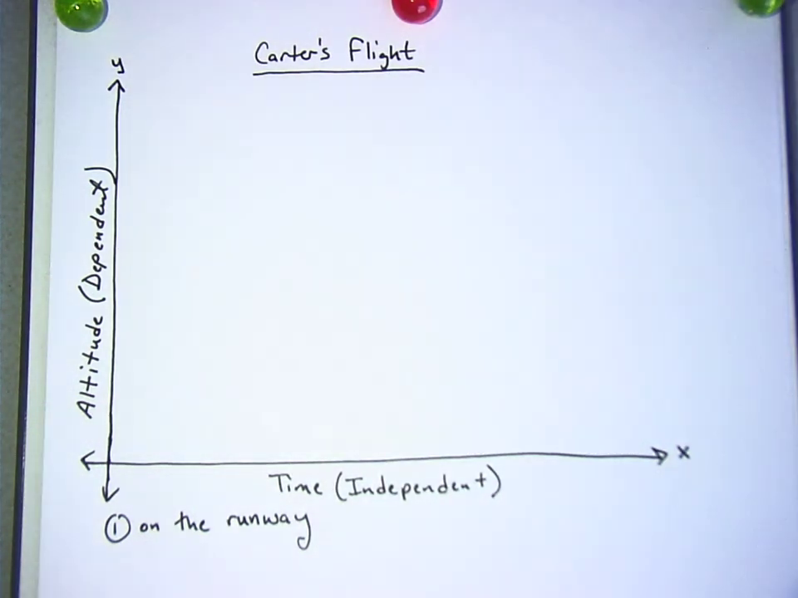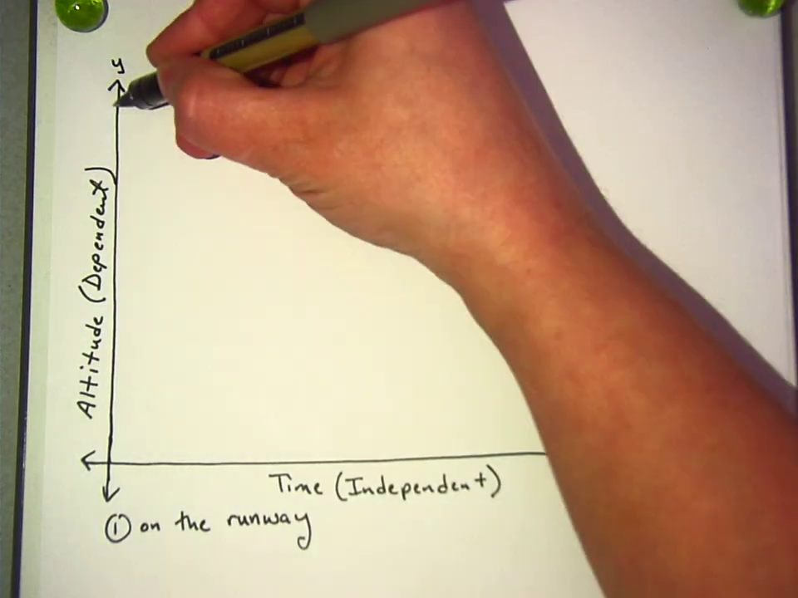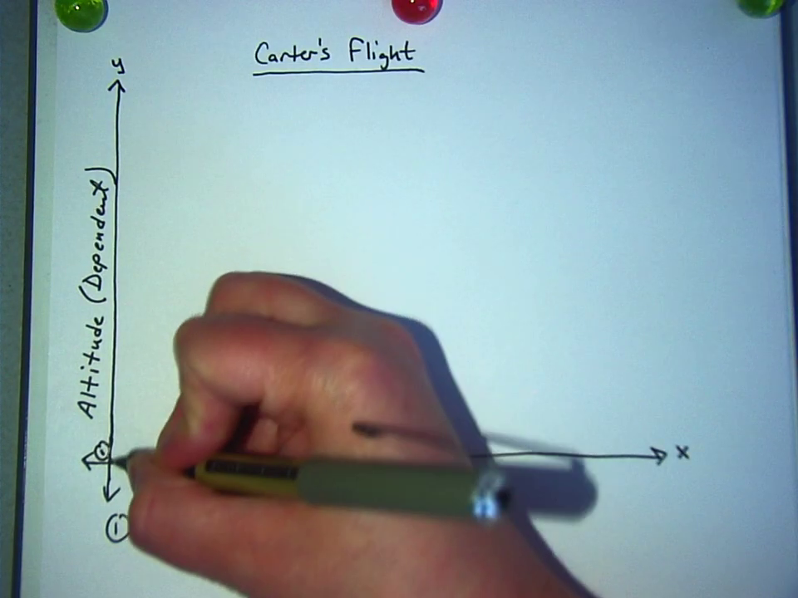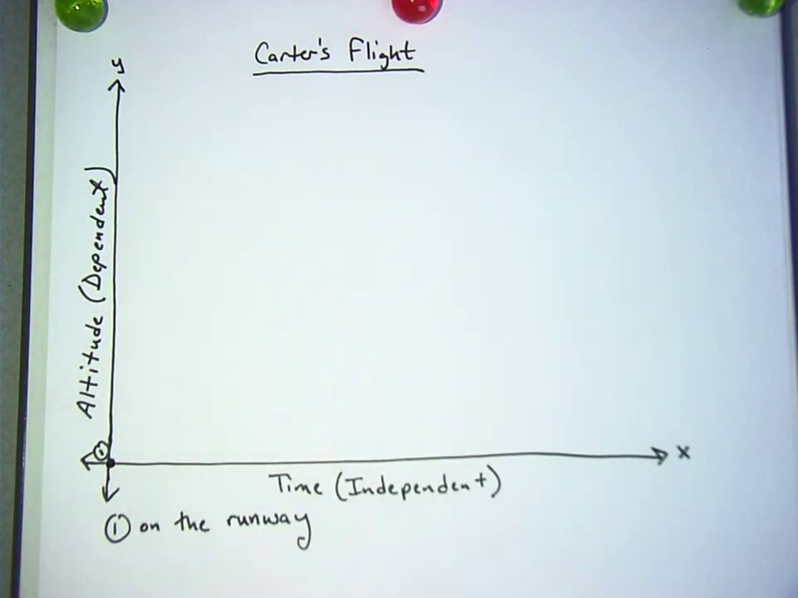All right, hey, you guys are going to be polite to me. So Carter, when you're on the runway, how high are you in the air? We're just getting ready to fly. Are we in the air yet? No. Okay, so where do you think I should start? We're at the very beginning of time. Top left corner would say that you've got a really high altitude right now. Bottom. All right, so we're starting down here at 0, 0. We're starting at 0 time, 0 height.